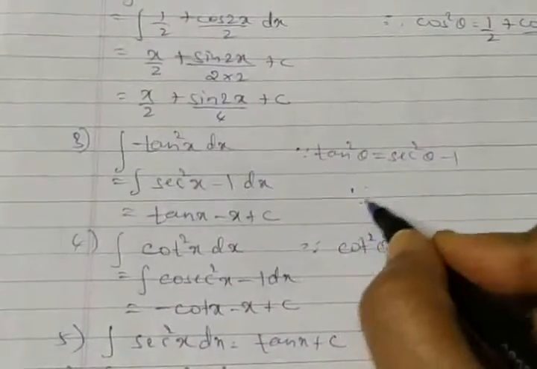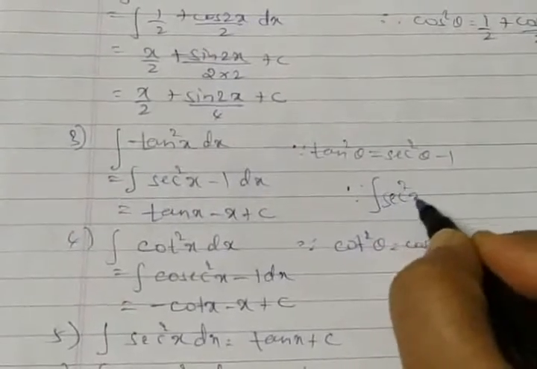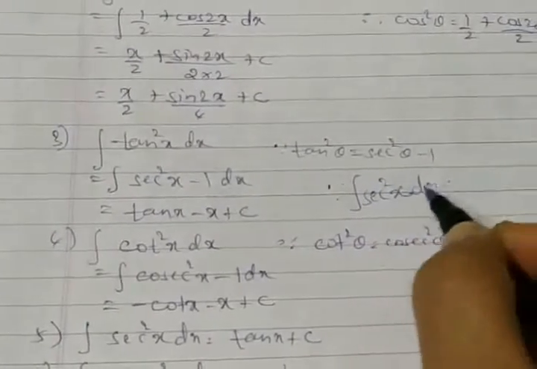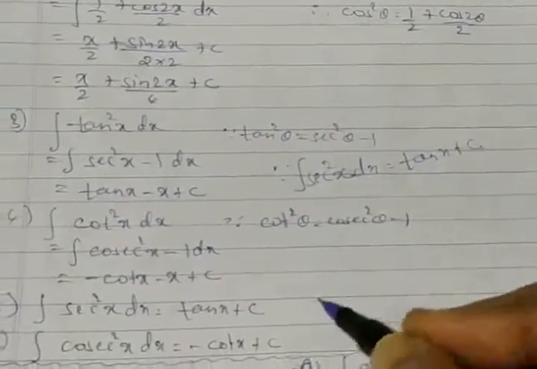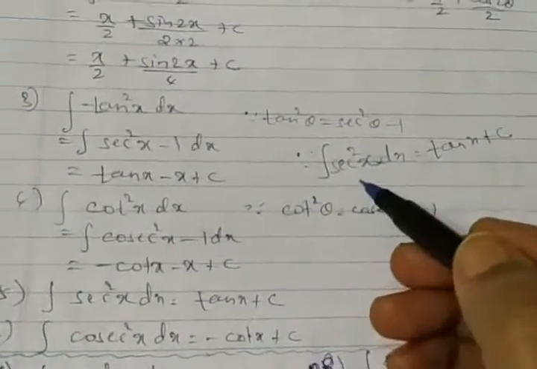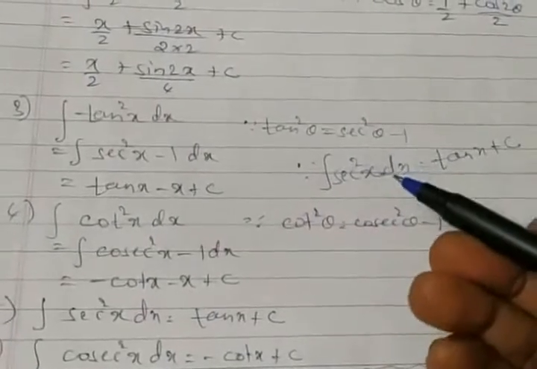This is done because we know it very well. The integration of secant square is ready, available. It is a standard result, and the answer we know very well: it is tan x plus c. So once again my question is, which term is ready for integration?